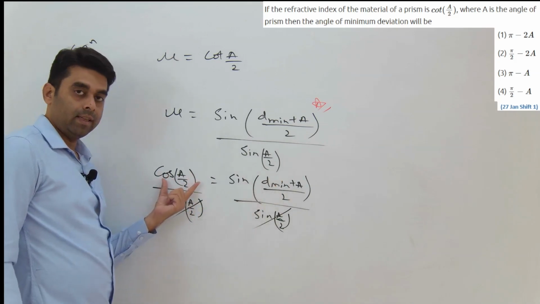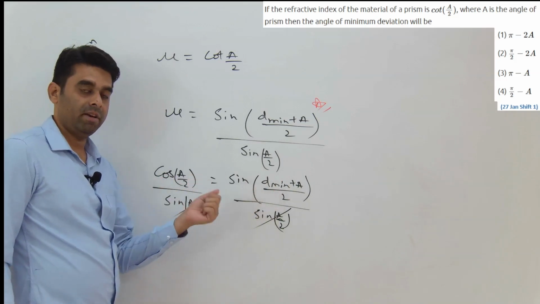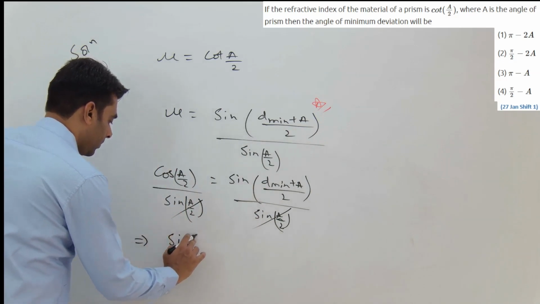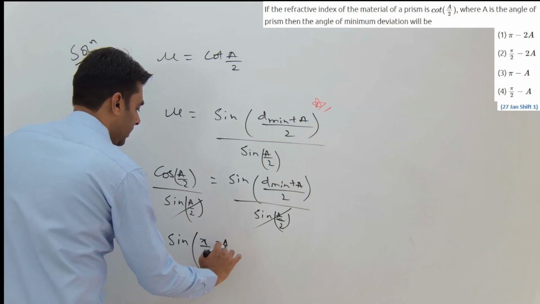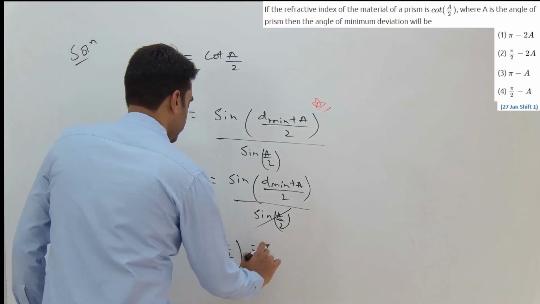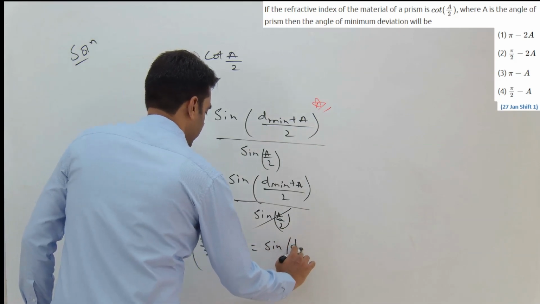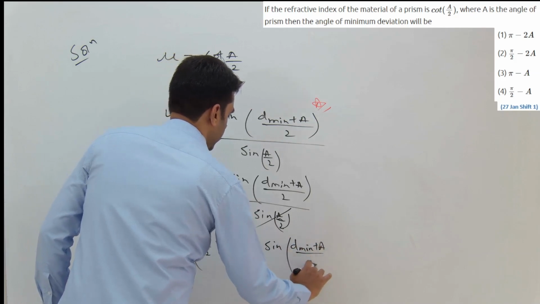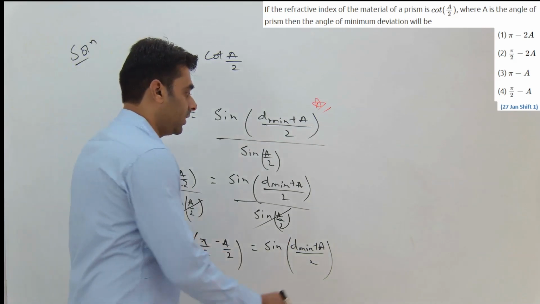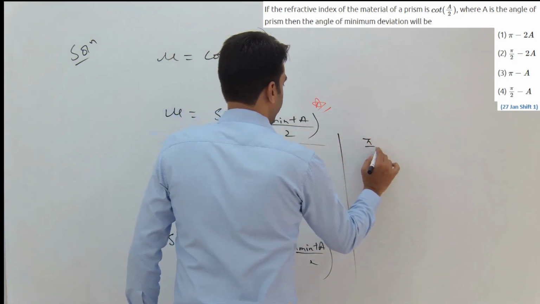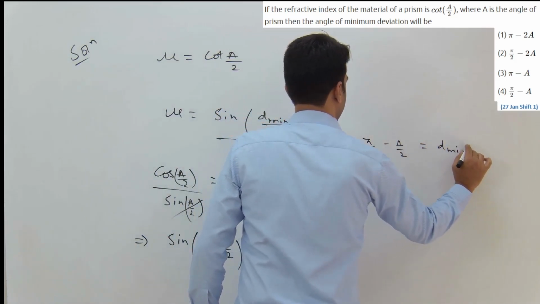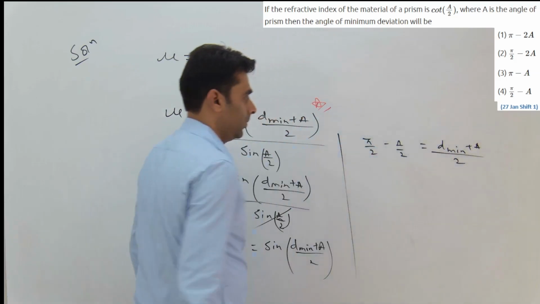Now over here, on the LHS side we have cos, on the RHS side we have sine. This cos A/2 we can write in terms of sine as sine of (pi/2 minus A/2). Cos A/2 I have changed to sine of (pi/2 minus A/2). This equals sine of (D minimum plus A)/2. Now we have sine only on both the LHS and RHS, so let us equate the angles. Pi/2 minus A/2 equals (D minimum plus A)/2.